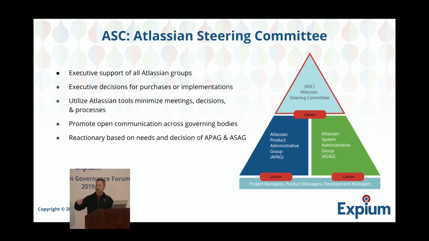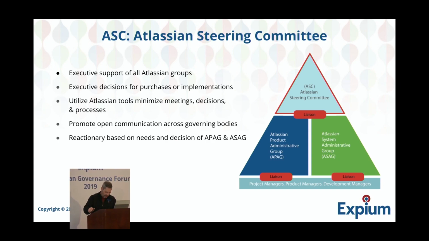Because as you'll see when we get into the lower governing bodies, there does need to be some coordination between those bodies. If not, you're going to run into a situation that I have seen, which is pretty ugly, where from a product side, you're ready to go, but from a system side, you don't even have people because you didn't get on their schedule.